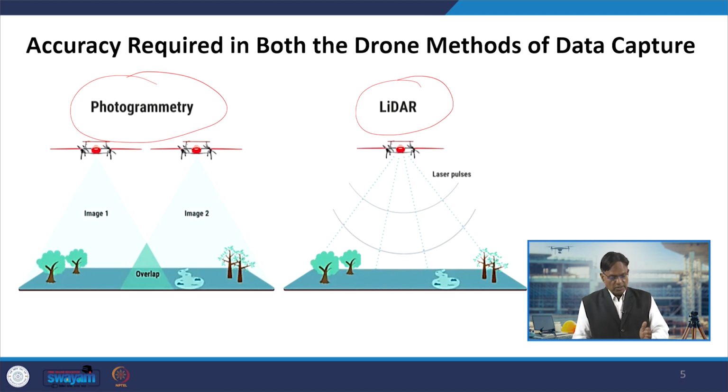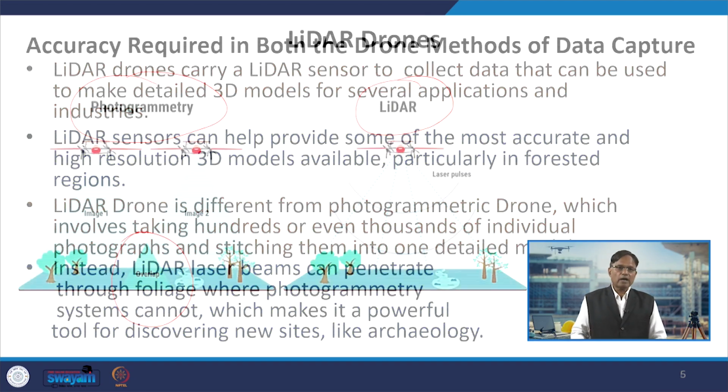In the photogrammetric based system, we are taking images with some overlap, and we are creating the 3D model in the overlap region. LiDAR will give us the point cloud data of the area. It is already in the third dimension, so we can get a 3D model from this data directly. But both have to be accurate.